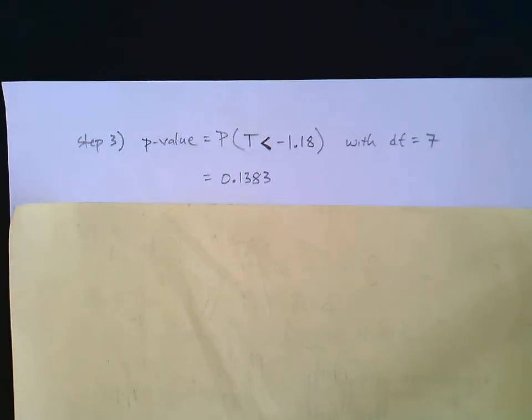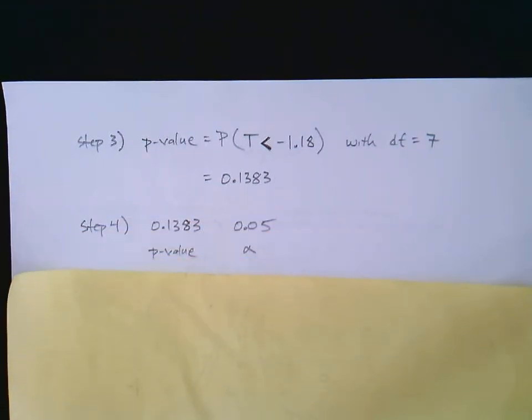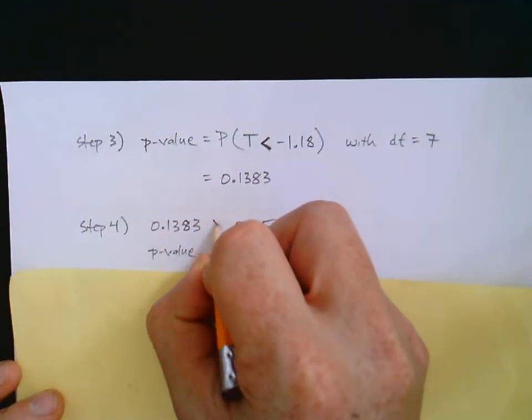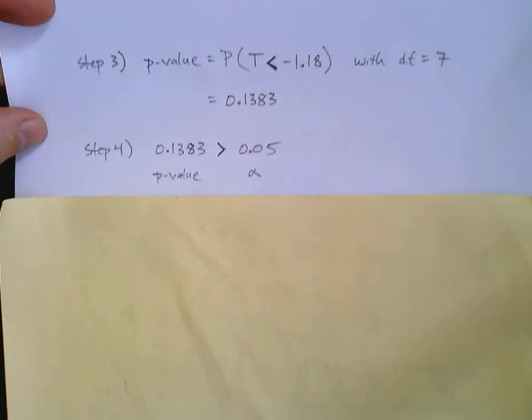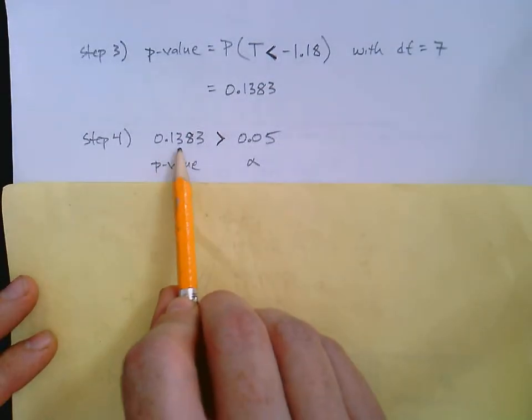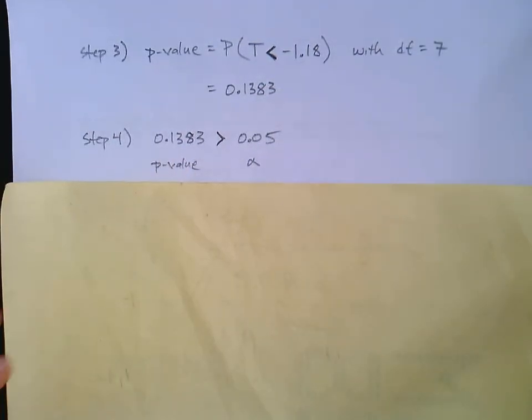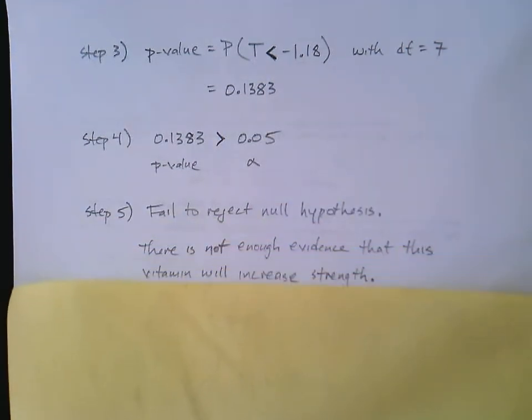All right. Well, let's compare that to alpha. Clearly, the p-value is bigger than the alpha. Oh, you know what? There's some evidence, but it's just not enough. We got a fairly low p-value, but not small enough to be convincing. So we fail to reject the null hypothesis. And let me go ahead and give you the interpretation as well. There is not enough evidence that this vitamin will increase strength, is one way you could say it. There's not enough evidence to show that it's statistically significant.